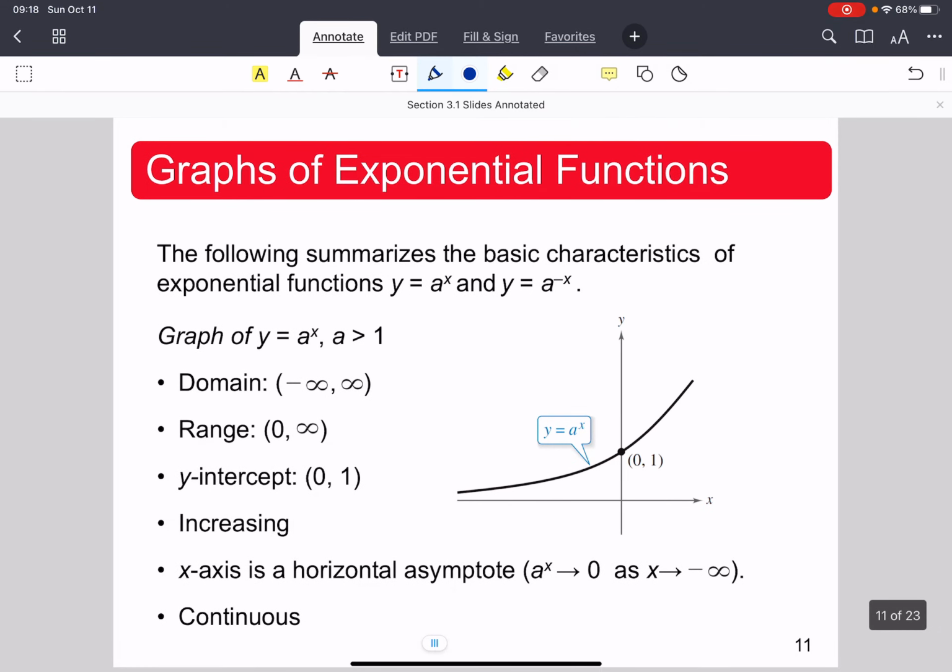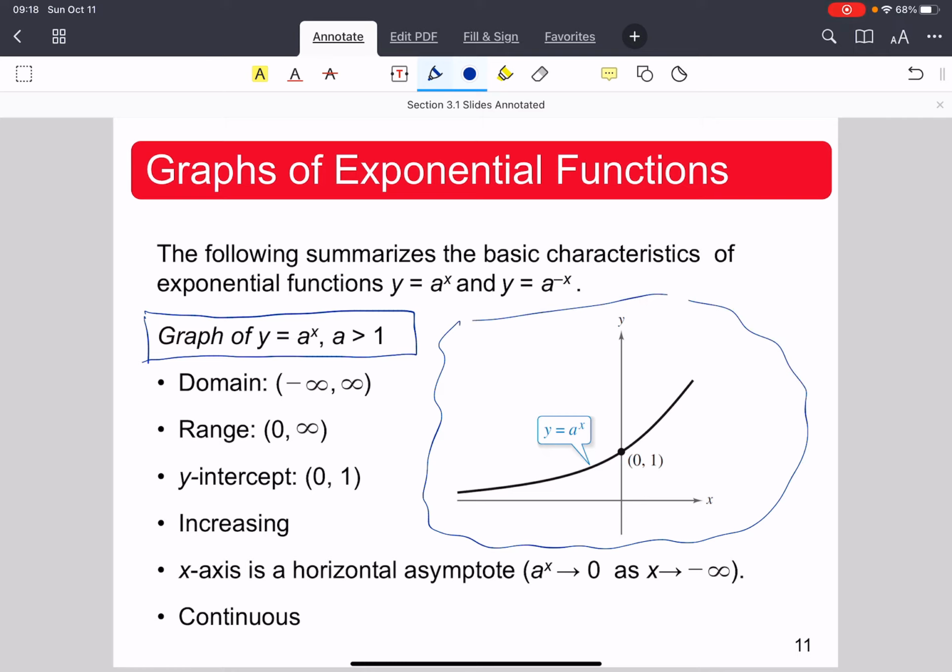So now I'm gonna talk about the general characteristics of exponential functions. Okay, so generally speaking, when you're given y equals a to the x, where a is positive, the base is positive, the graph is more or less gonna look like this. It's always gonna look kind of lower on the left and then increasing on the right. It's always gonna look like this. This shape is when you have a to the x. It's always gonna look like that.